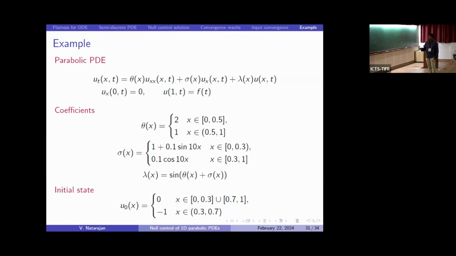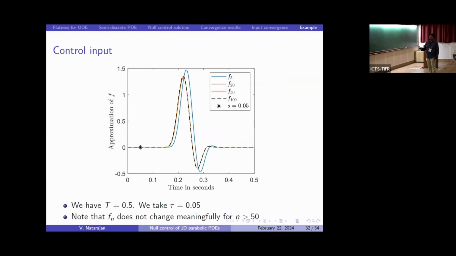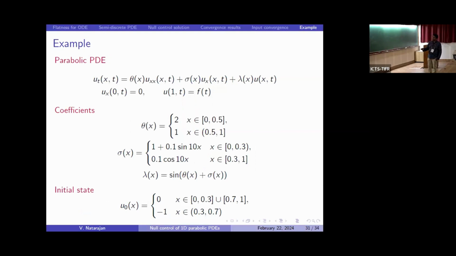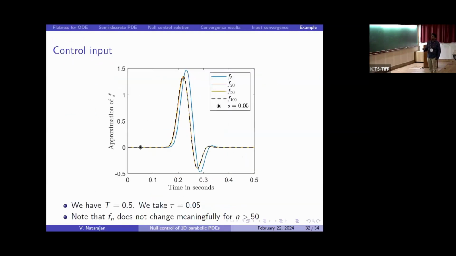And I take the initial state to be a discontinuous function. It is 0 on some intervals, and in between 0.3 and 0.7 it's a step, -1. So I construct the control input using semi-discretization. I take n equal to 5, 20, 50, and I plotted for these.